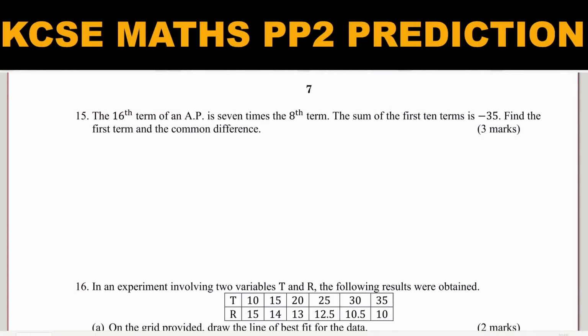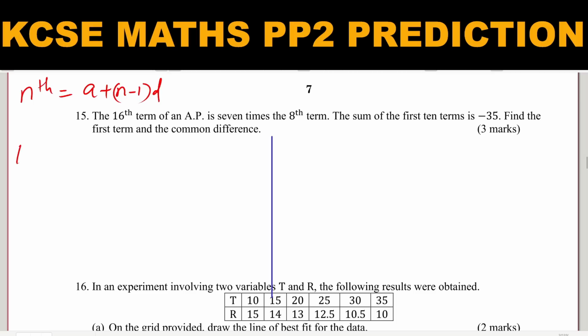The 16th term of an AP is 7 times the 8th term. The sum of the first 10 terms is negative 35. Find the first term and the common difference. So the first thing you're going to do is to write the 16th term. And to write that, you need to recall that the nth term of any arithmetic progression is written as a plus (n minus 1)d.